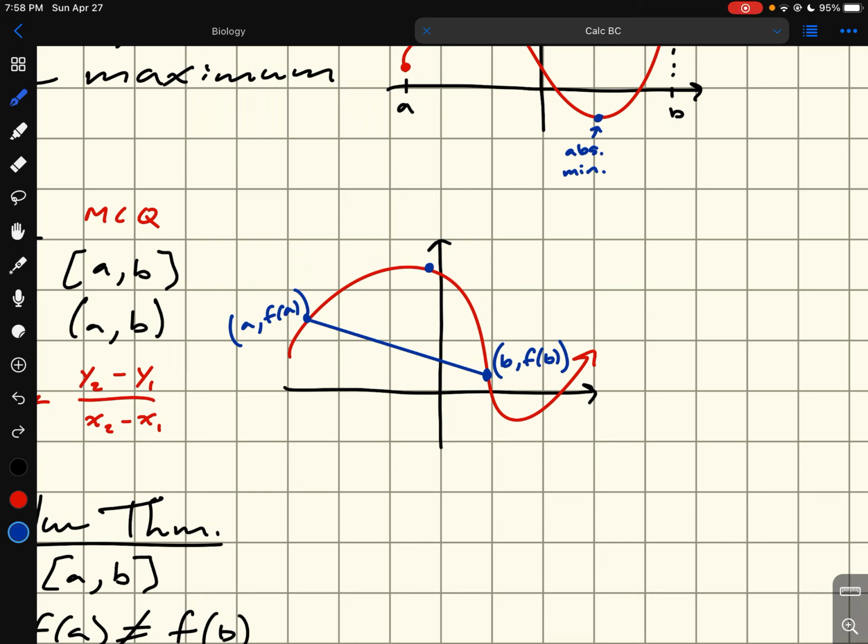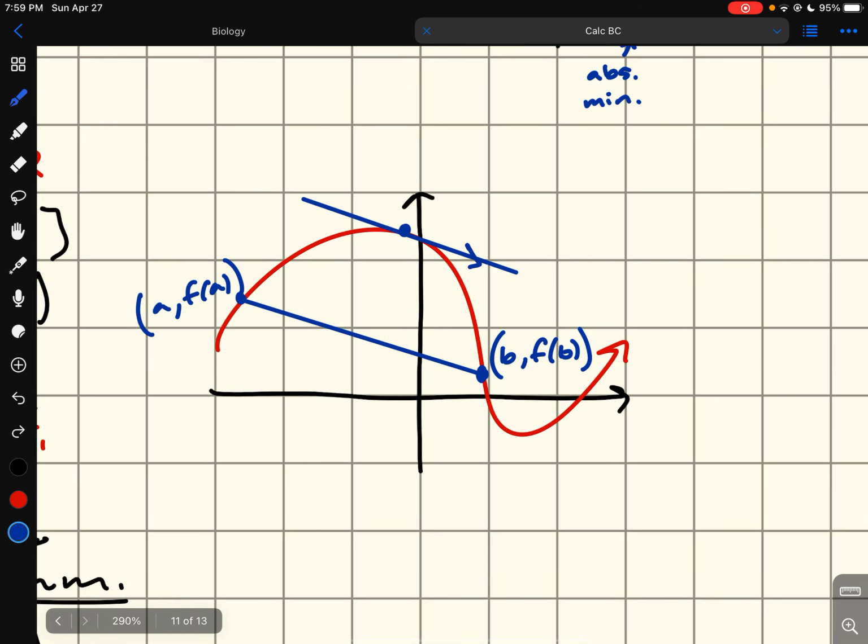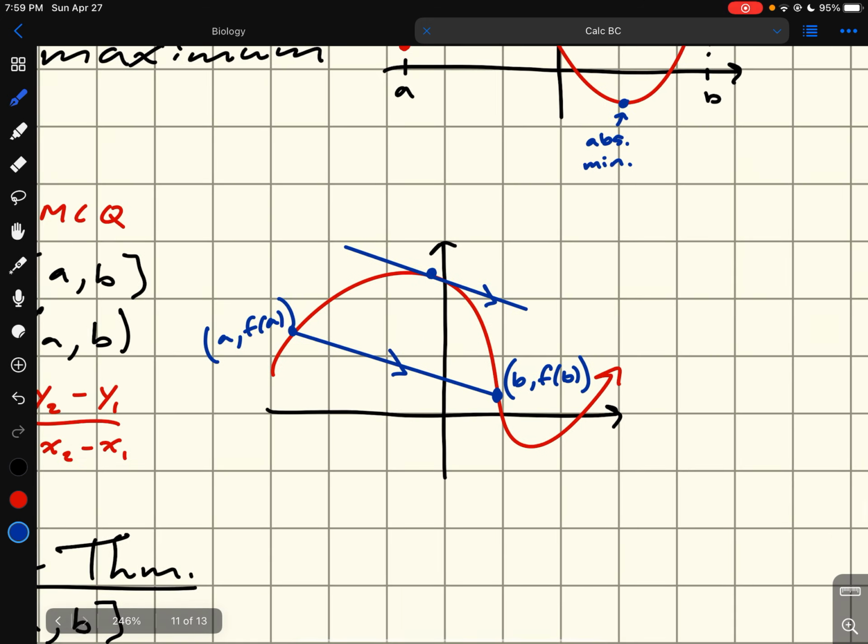That's not very close. Let me try that again. Yeah, that's close enough. If this is point C, what was I saying? But you see how these are parallel? I'm going to draw those arrows so you know they're parallel. Wait, put it here.